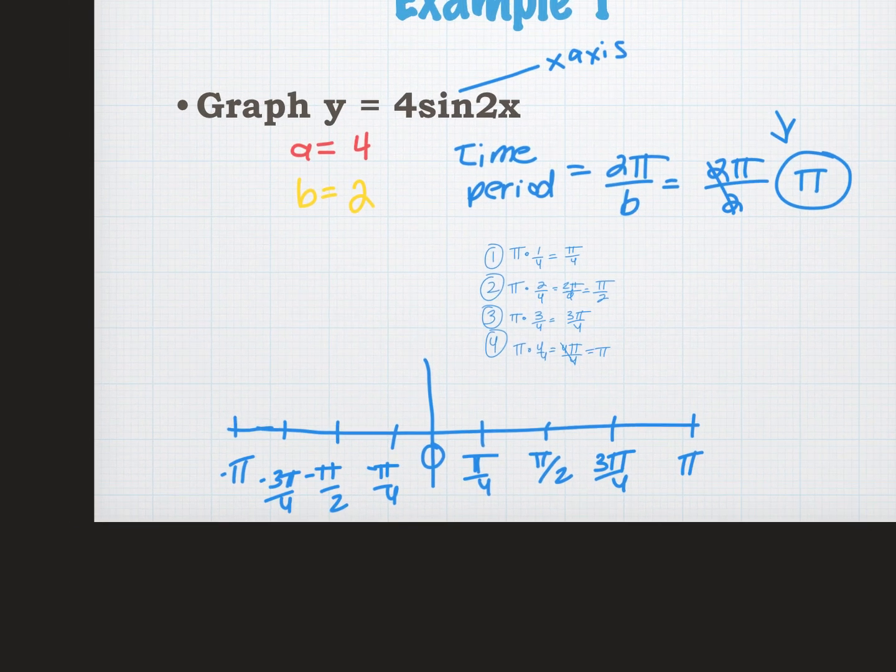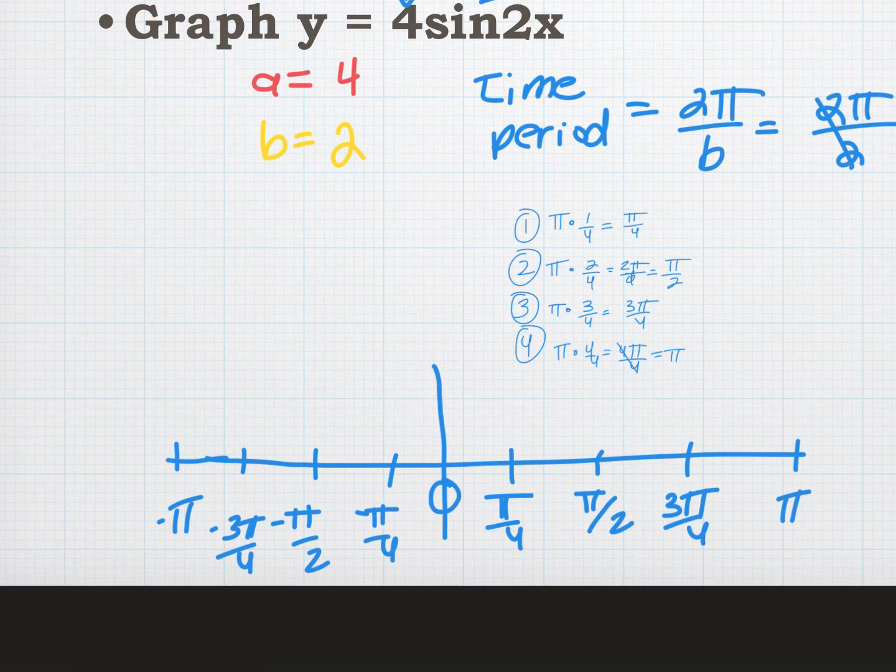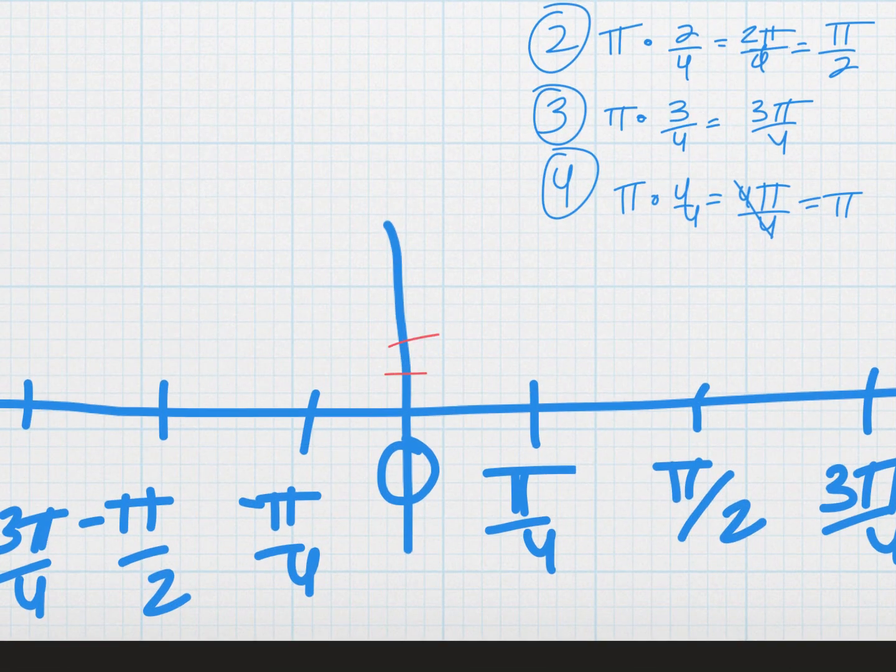So the next thing I'm going to look at is the amplitude. What did you guys say the amplitude was? 4. So how high does this thing go? How low does this thing go? It goes up 4 and it goes down 4, correct? Now the negative and the positive in front tells you direction.